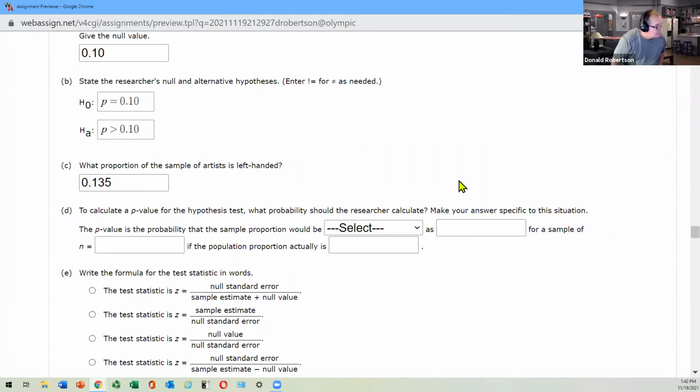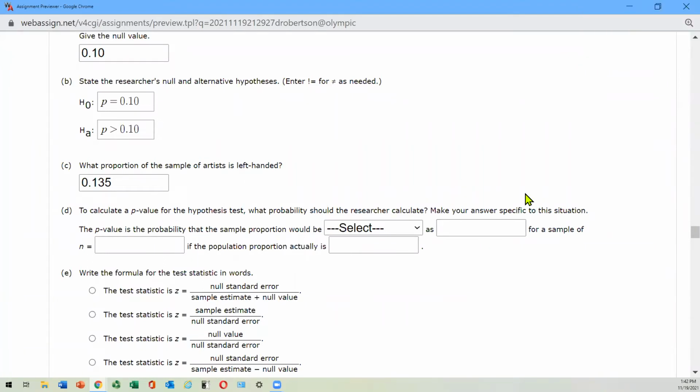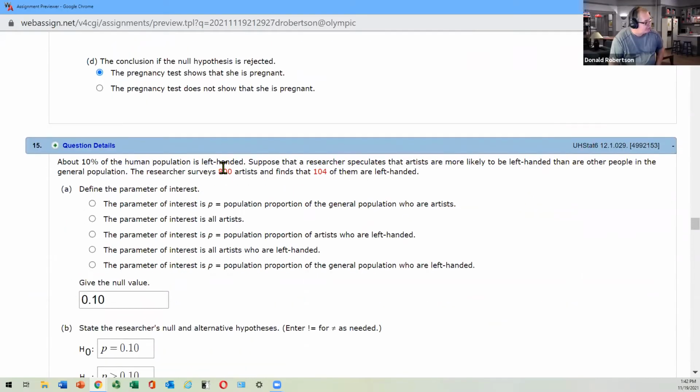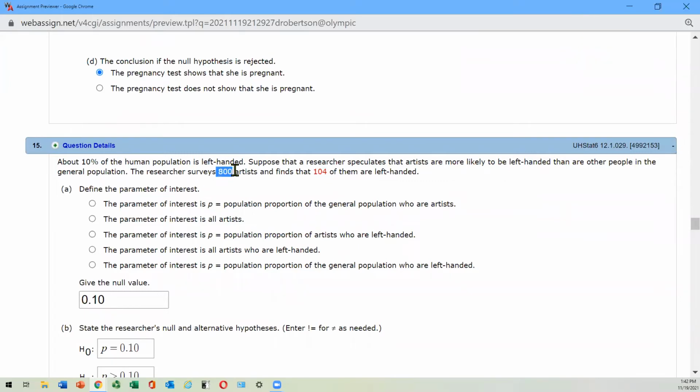Sorry, quick question, I might have missed it. How did you get the 0.135 for C? I went and took the sample of 104 out of 800. Oh, okay.